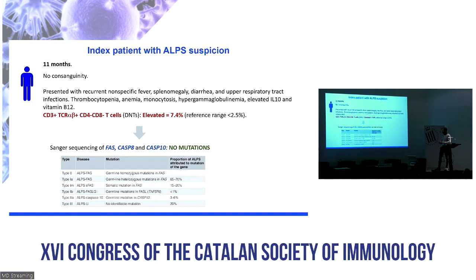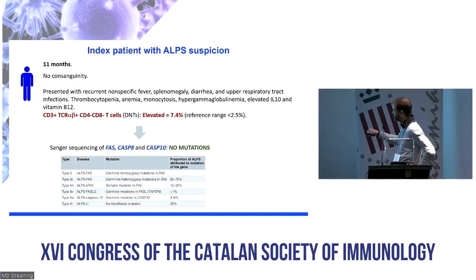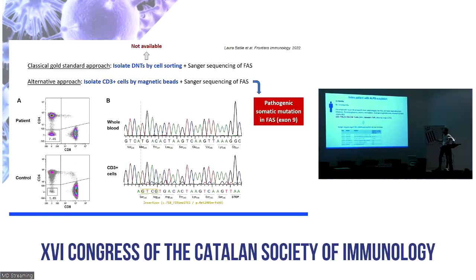So we studied this patient 6 or 7 years ago, and first we did Sanger sequencing of FAS and Caspase-8 and Caspase-10 without finding any mutation. And as I told you, somatic FAS variants are the second common cause of this disease. At that time, the classical gold standard approach, which is to do cell sorting and FAS sequencing, the cell sorting was not available for different reasons.